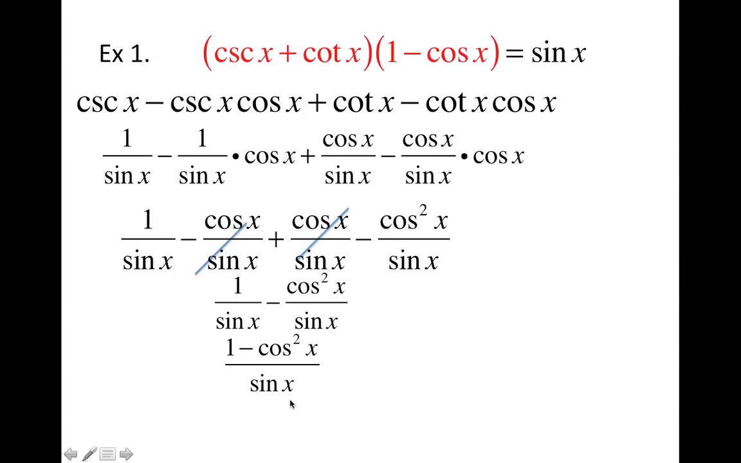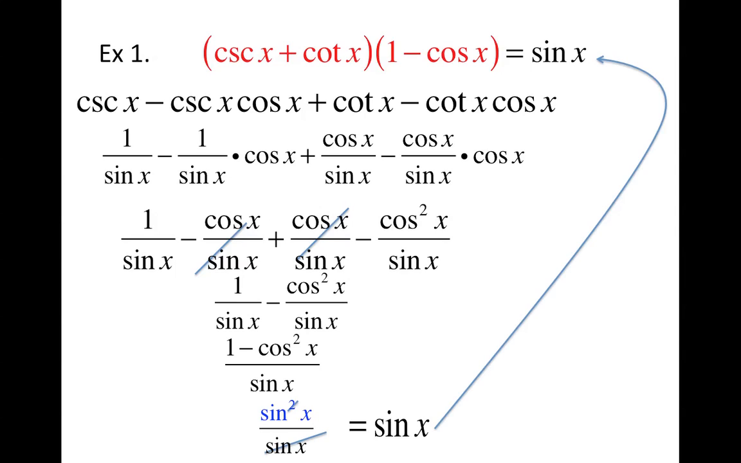Now once again, look at what I have, look at where we need to go. I need to get rid of that cosine squared. Light bulb should go off. 1 minus cosine squared x is the same thing as sine squared x from the Pythagorean identities. I then can reduce the sine squared divided by sine, and my final answer is, in fact, sine x.